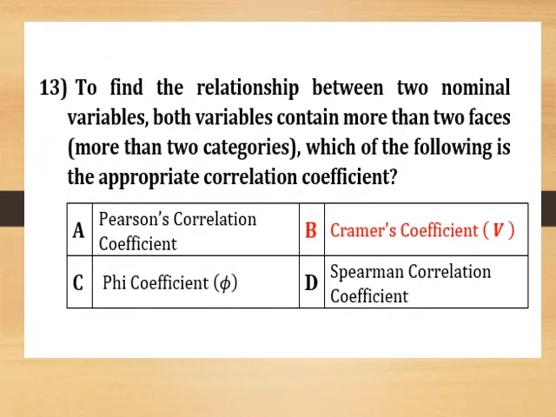Number 13, to find the relation between 2 nominal variables, both variables contain more than two faces or more than two categories. Which of the following is the appropriate correlation coefficient? The correct answer is B. In nominal data where both variables contain more than two faces, we use Cramer's coefficient.